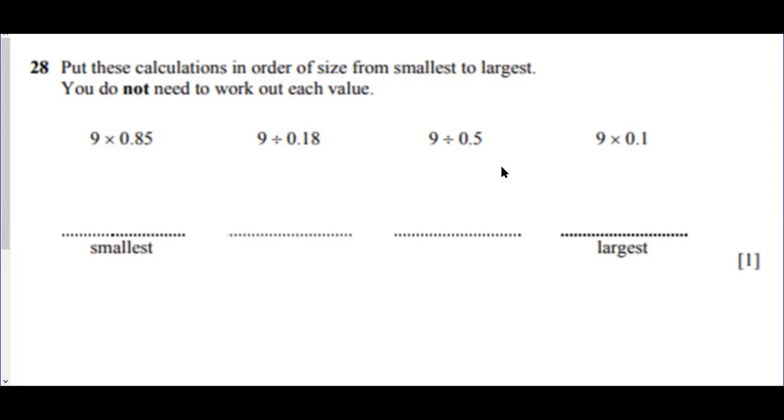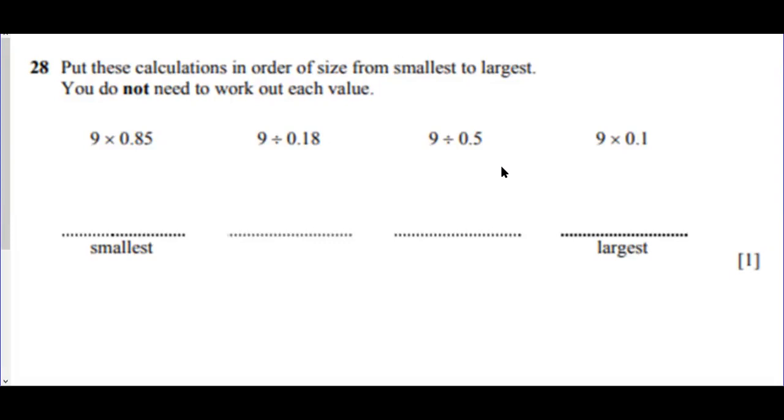There we go. So this is a continuation of the question where we ended, and we ended on that question in the revision paper. So what we're going to do is continue from where we ended. Put these calculations in the order of size from smallest to largest. You don't need to work out each value.